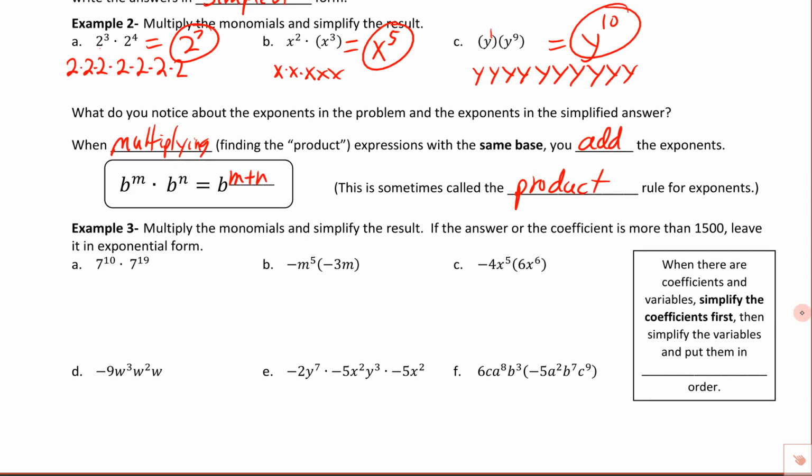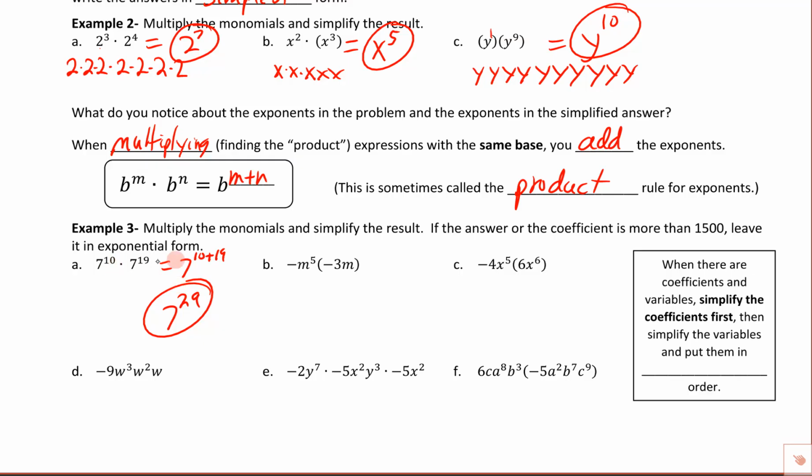So I'm going to slide down here and we're going to take a look at a couple of these problems. It says multiply the monomials and simplify the result. If the answer or the coefficient is more than 1500, leave it in exponential form. So this is a gigantic number. Maybe I'll pull up the calculator and show you how big that is. But here's the point. We have a number, a base, raised to a power. That same number, that same base, raised to a power. So what we're going to do here is we're going to say that that would be 7 to the 10 plus 19. So that's going to be 7 to the 29th. I'm going to circle that and we're all set to go.